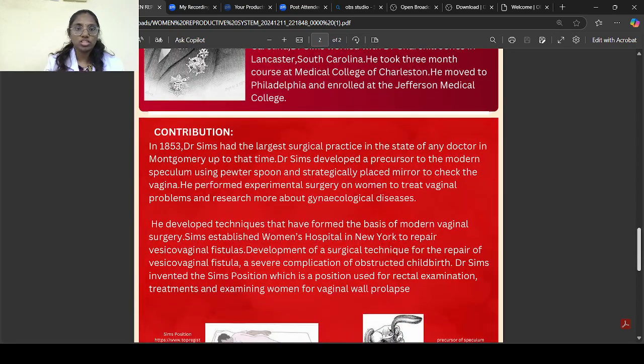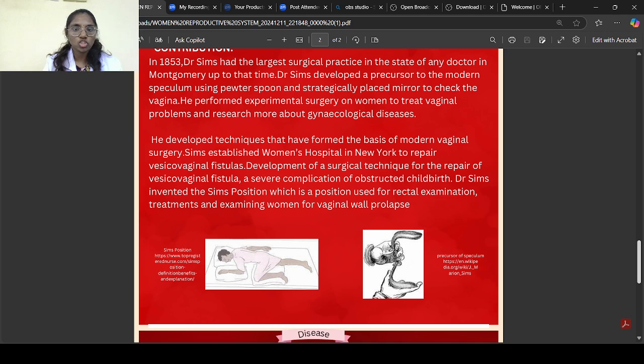For his contributions, in 1853, Dr. Sims had the largest surgical practice in the state of any doctor in Montgomery up to that time. Dr. Sims developed a precursor to the modern speculum using a pewter spoon and a strategically placed mirror to check the vagina. He performed experimental surgery on women to treat vaginal problems and research more about gynecological diseases. He developed techniques that have formed the basis of modern vaginal surgery.